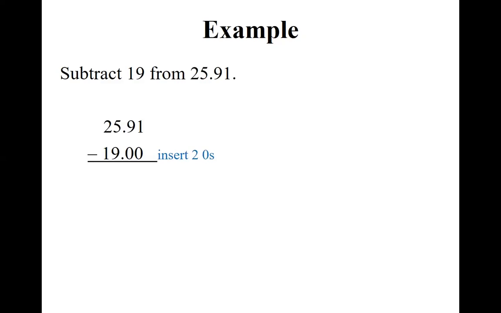Give ourselves a decimal point and 2 zeros to line everything up. Subtract like normal. We end up with 6.91. 6 and 91 hundredths.